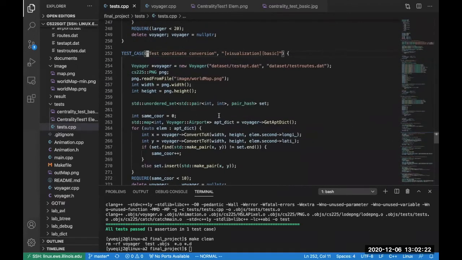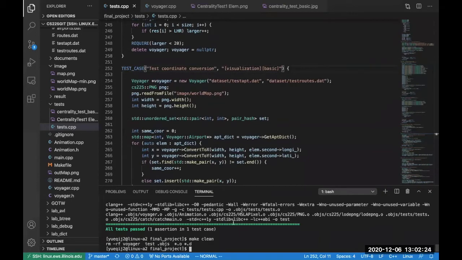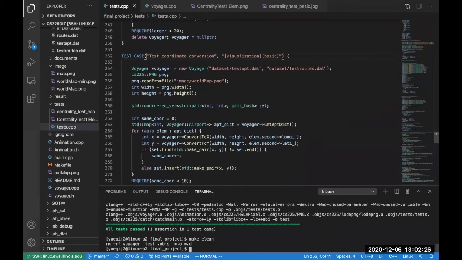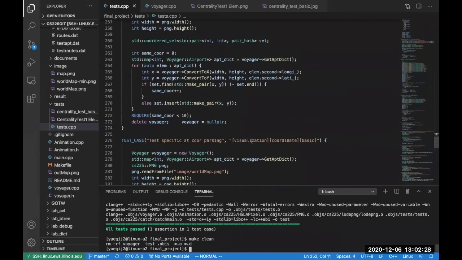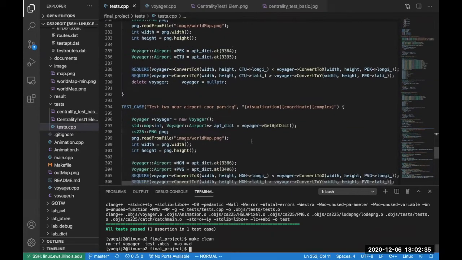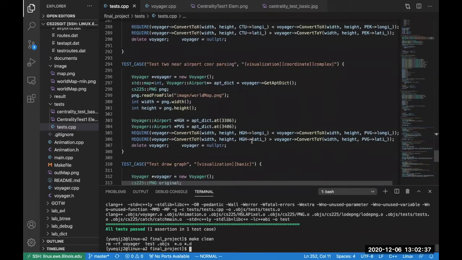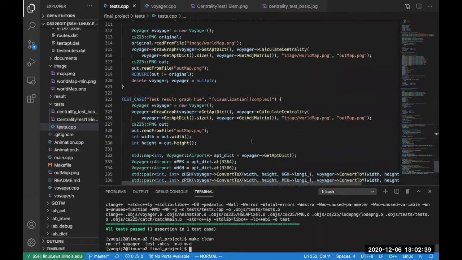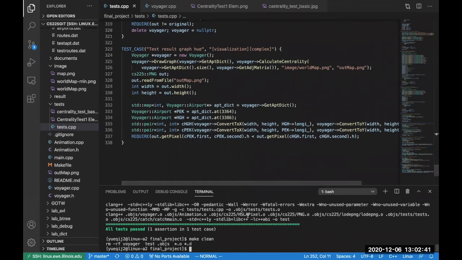Then we test coordinate conversion, which converts a latitude and longitude onto an XY pair in our PNG. And the last part of our test is whether we draw the graph correctly. So I'm gonna run the test now.